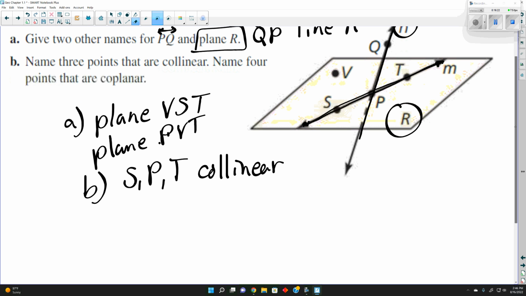Name 4 points that are coplanar. Well, we know what 3 of them are. SPT, but our other one is V. Coplanar are on the same plane, collinear are on the same line. Questions on this here? Are you ready for the next one?